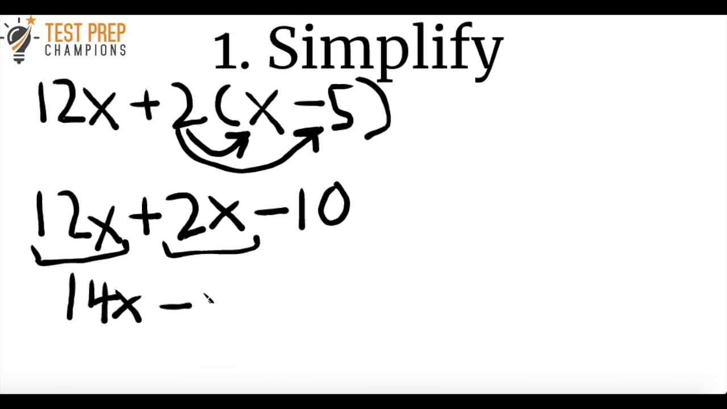And then we just have minus 10, and so we can't combine 14x minus 10, right? Because we could if it was 14x minus 10x, then the answer would just be 4x. But that's not the case here. So just keep in mind that 14x minus 10 is our final answer.